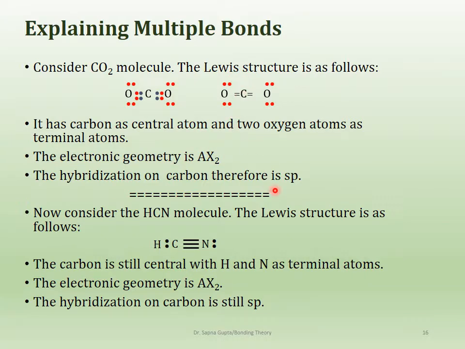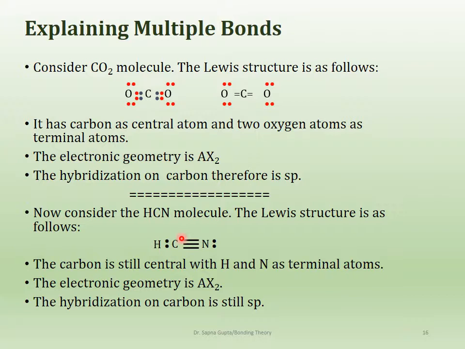There are no lone pairs of electrons left over. So the hybridization on carbon is sp. Again, oxygen doesn't matter, it does not hybridize. Now look at the HCN molecule, which is hydrogen cyanide, and here carbon is in the middle.